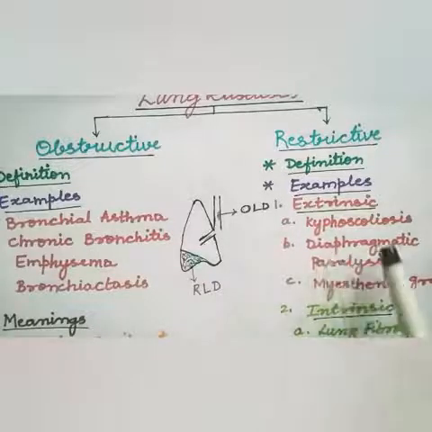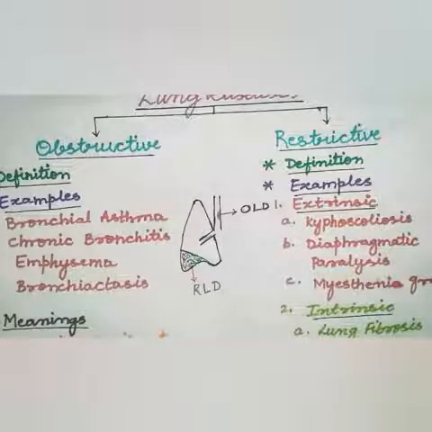So, if diaphragmatic paralysis occurs, there is further decrease in lung expansion, and lung volume both are decreased and work of breathing is increased. And now myasthenia gravis. Myasthenia gravis is a neuromuscular defect which restricts the lung expansion.